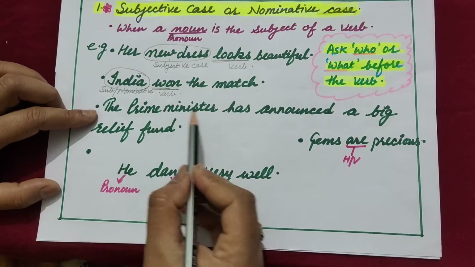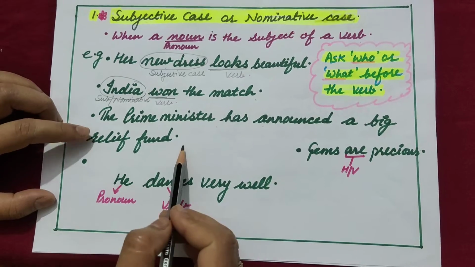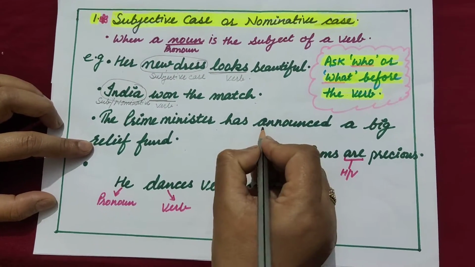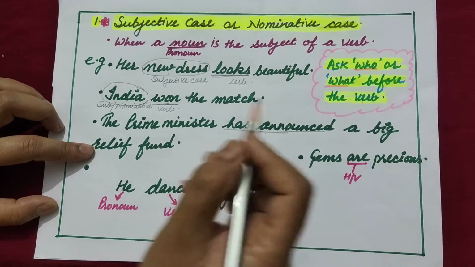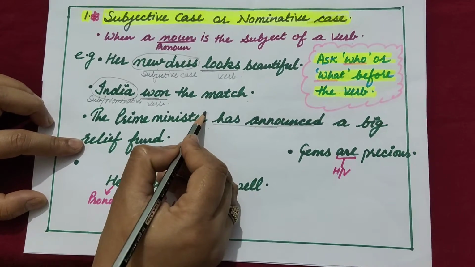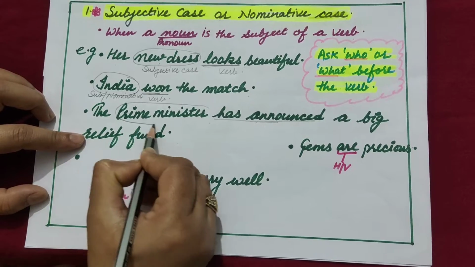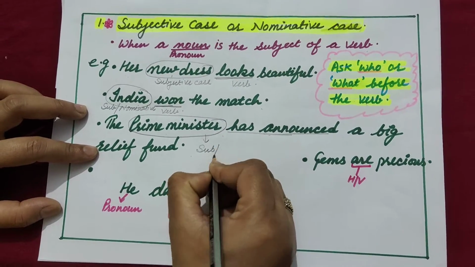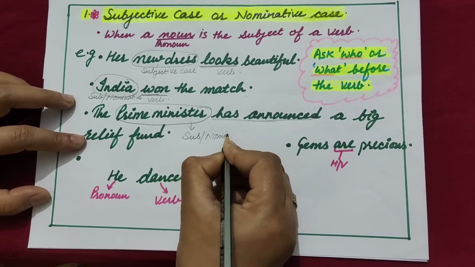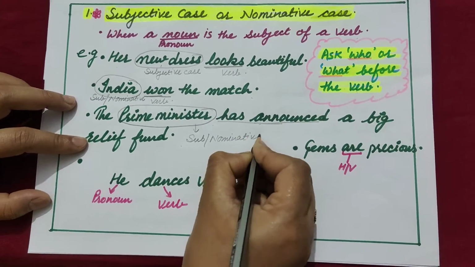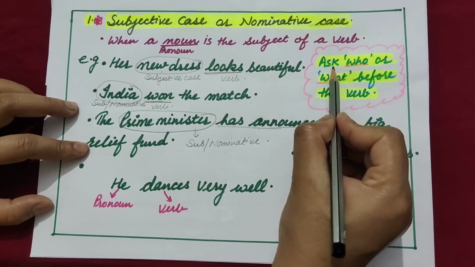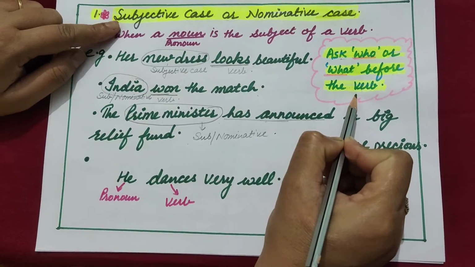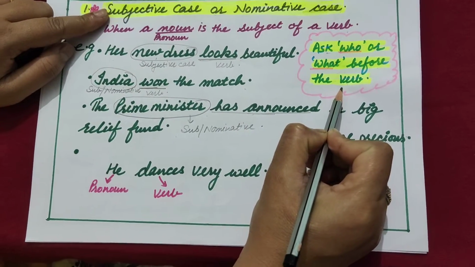In the third example, the Prime Minister has announced a big relief fund. So, what is the verb here? First, we have to see announced, has announced in a way. Now, who announced the relief fund? Prime Minister. So, this Prime Minister is subjective case or nominative case here. So, always keep in mind that ask who or what before the verb to find a subjective case or nominative case.